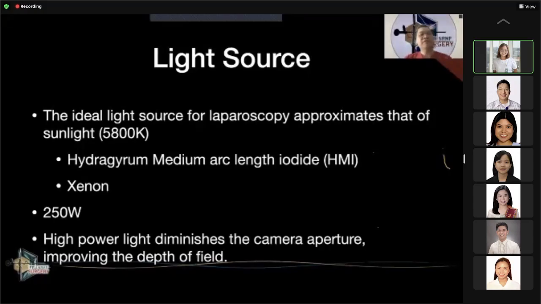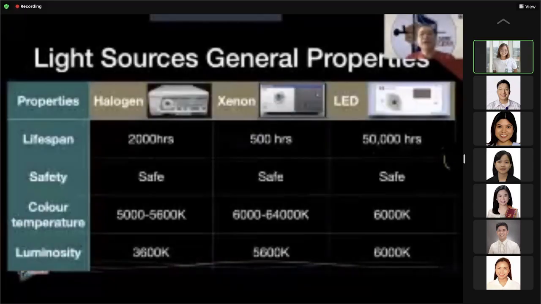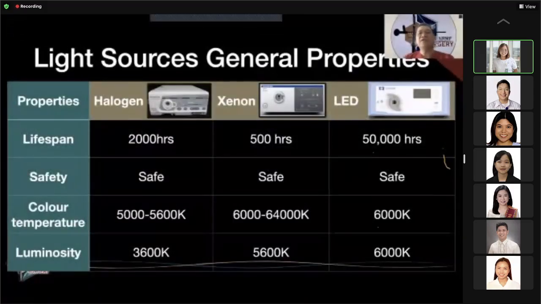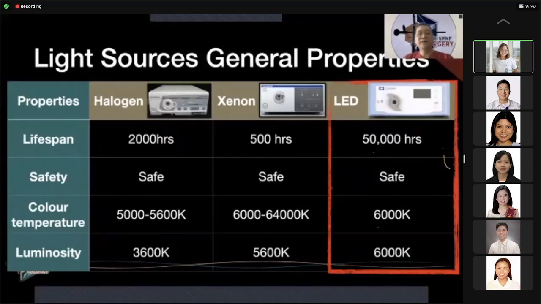No? So it's around 580 Kelvin, and at least 250 watts because as the light passes through the cable, it decreases its intensity. So there are three types of bulbs. You have the halogen, the xenon, and the LED. The LED are the coldest, the brightest, and usually have a longer half-life. See the half-life? It's 10 times that of a xenon. So it's 100 times. No?